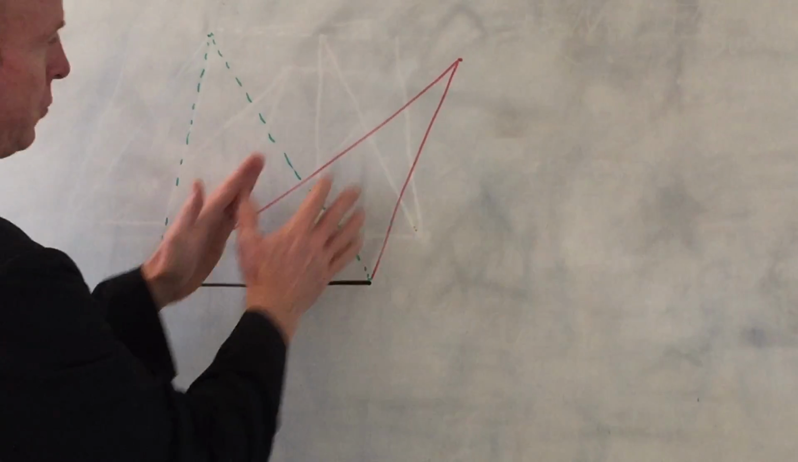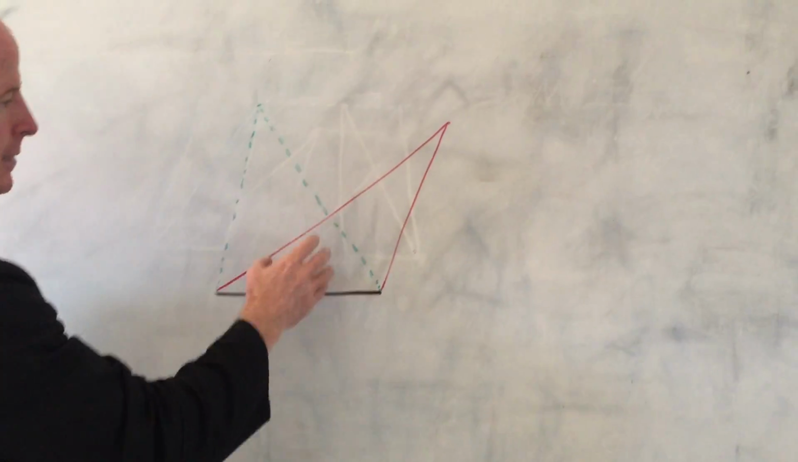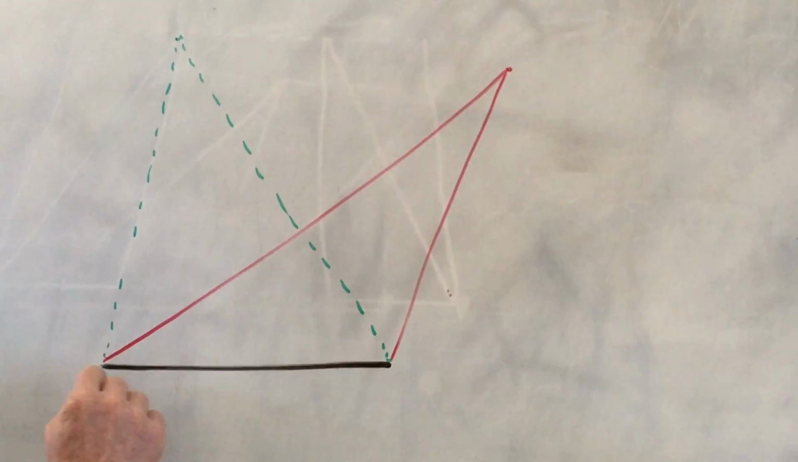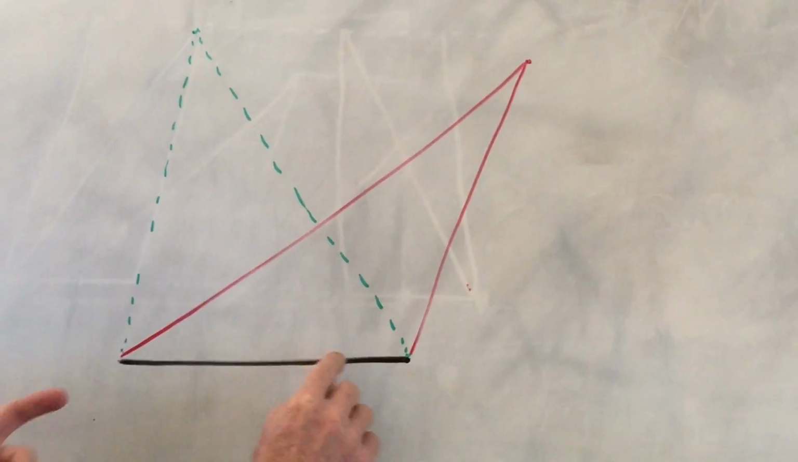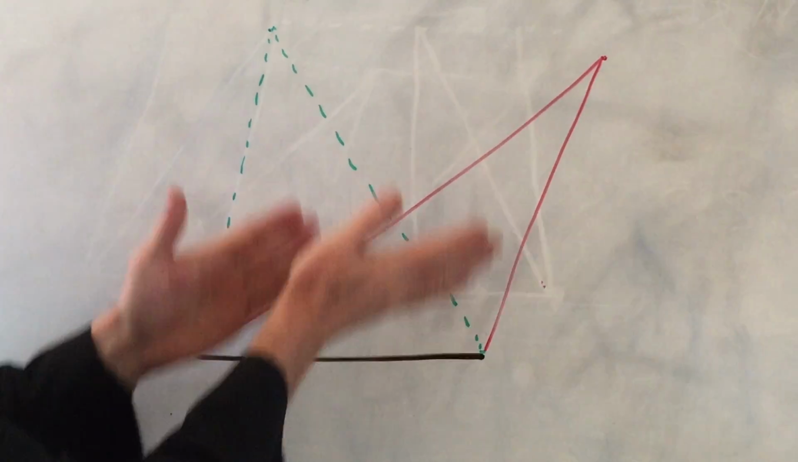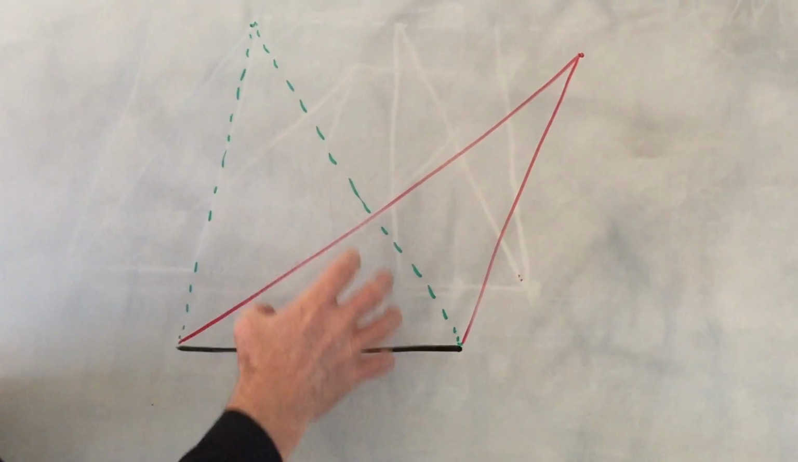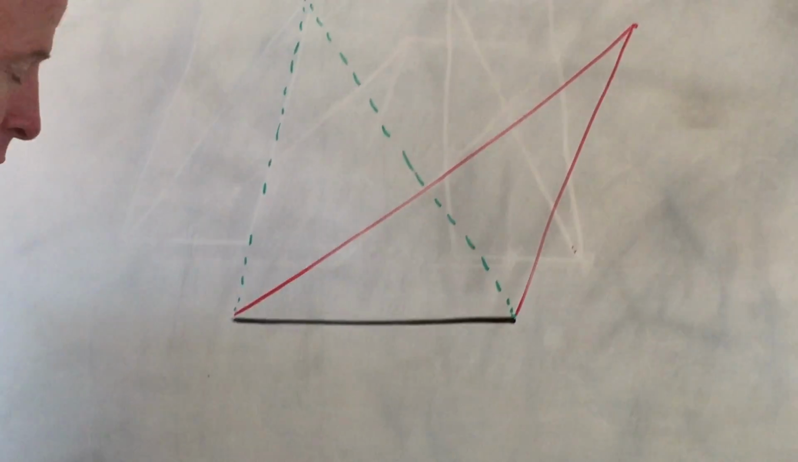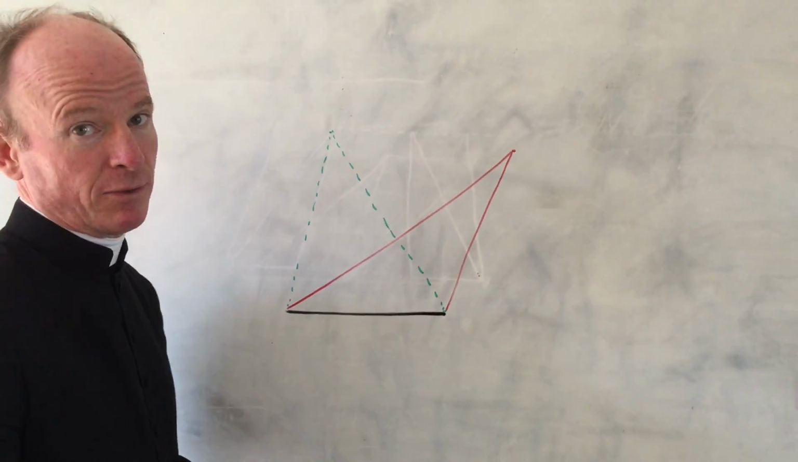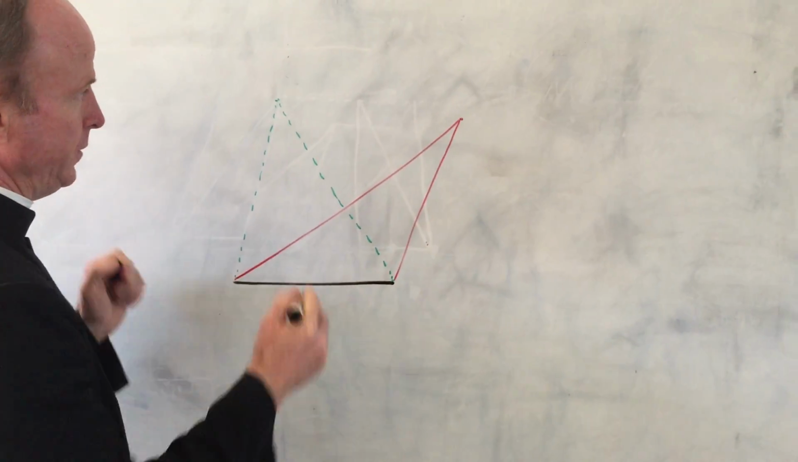Okay, so here we have two triangles. It's given that this triangle is equal to this triangle, and that they are on the same base, and of course on the same side of that base. Thus, it is required to show that this triangle and this triangle are in the same parallels. We're going to use a reductio ad absurdum to do that.